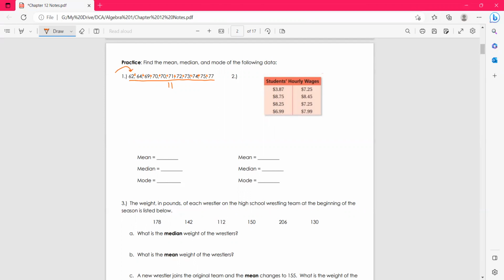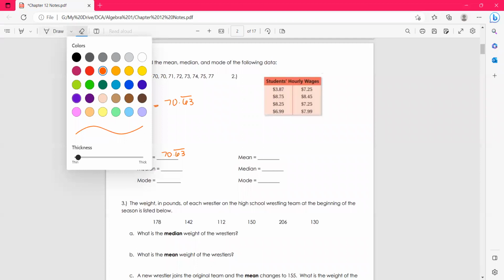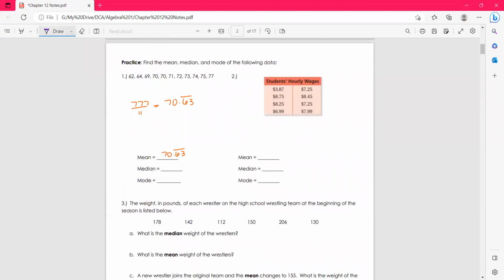If you do that, we get about 777 divided by 11, and that's about 70.63 repeating is my mean. The median, we need to put them in order from least to greatest. Are they already in order? They're already in order. So what we're going to do is cancel them out from side to side to see what the middle number is.